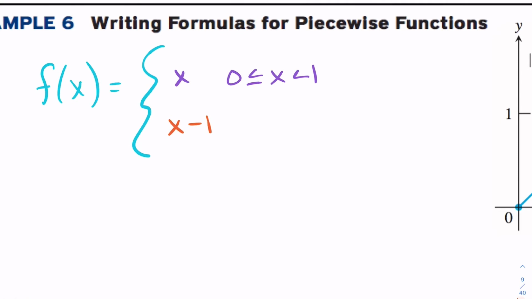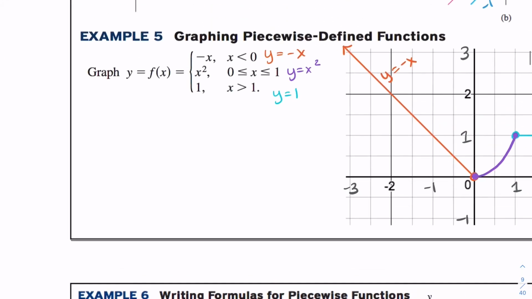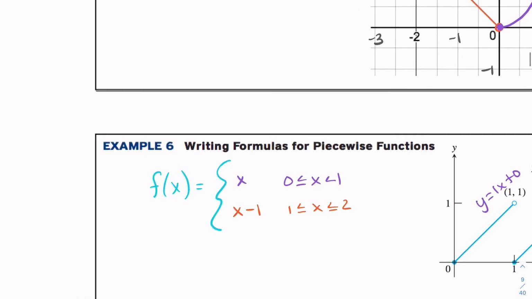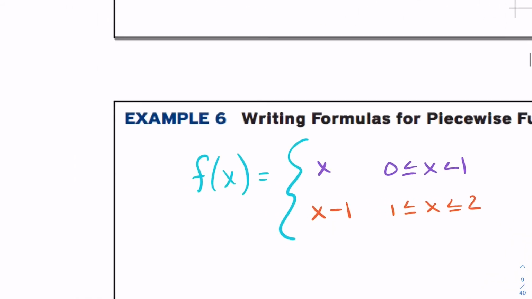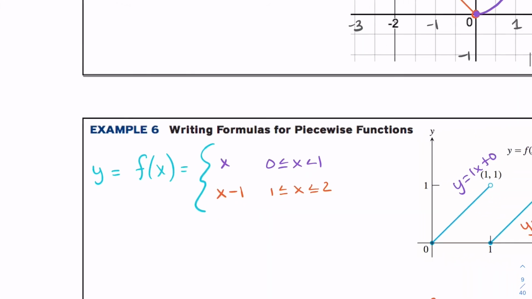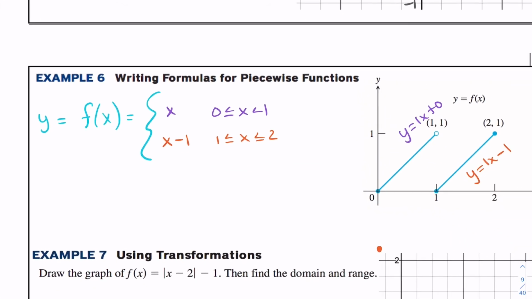So I'm going to say the next one is between 1 is less than or equal to x is less than or equal to 2. And that is it. I'll even use the same exact notation. Y equals these. All right.